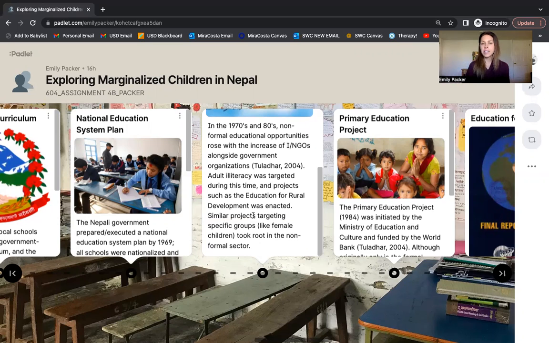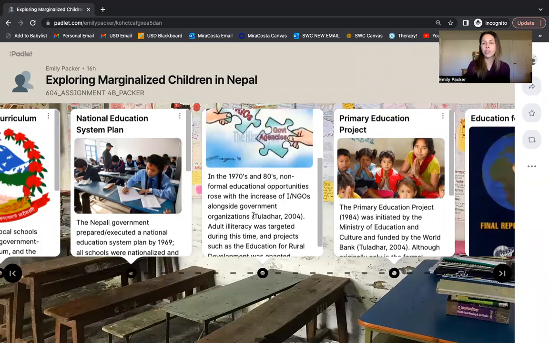So like adult literacy, there's projects like Education for Rural Development, and then other specific groups targeting children took root in the non-formal sector. So there were many, many organizations who said, hey, this public education system is not doing it. It is not serving the needs of most. So we need to come in and offer other alternatives.